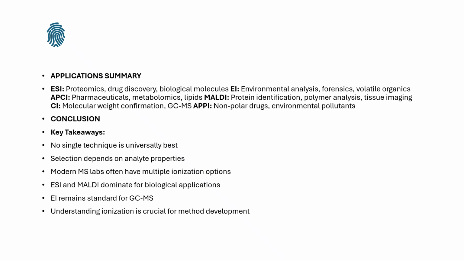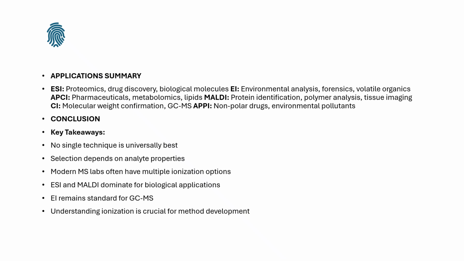Chemical ionization is used for molecular weight confirmation and as a complement to EI and GCMS. And APPI finds its niche in analyzing non-polar drugs and environmental pollutants. So depending on your field, you'll probably use some techniques much more than others.